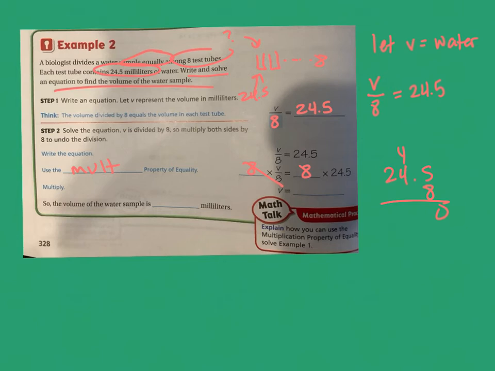24.5 times 8. 8 times 4 is 32, plus the 4 is 36. 8 times 2 is 16, 17, 18, 19. 196. So they started with 196 milliliters, and then they slowly poured them into 8 separate tubes, leaving them with 24.5 in each test tube.